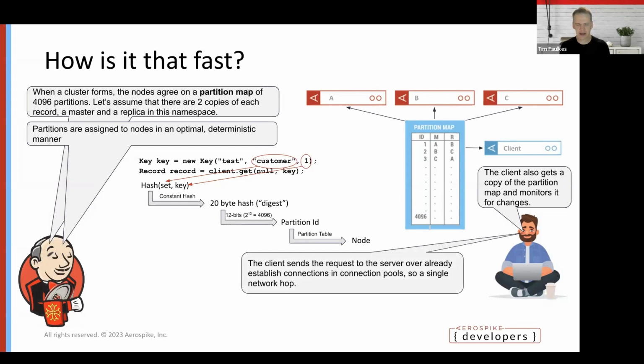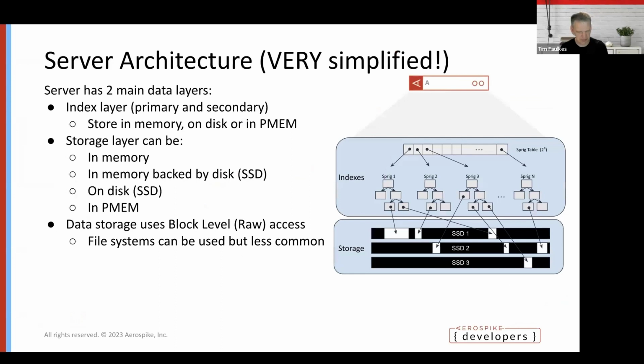Once we've got that, the client sends a network request to the server. As I said, it's got connection pools. It's already got these established. So it's sending that network hop to this server, single network hop. So what happens when you hit the server then?